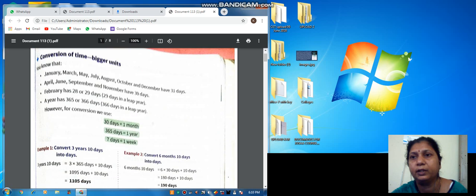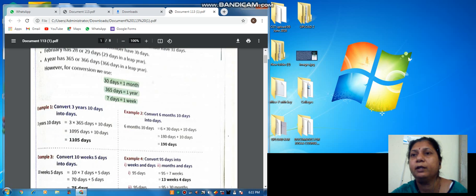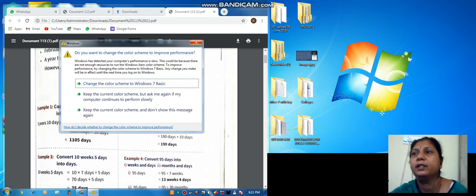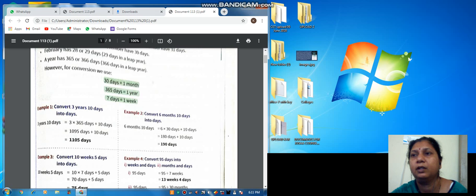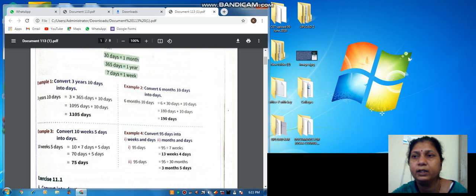Now conversion. So how can we do conversion? Once again some formulas are there. 30 days means 1 month. Then 1 year is equal to 365 days. 1 week is equal to 7 days. Okay. So let's see the next conversion examples.